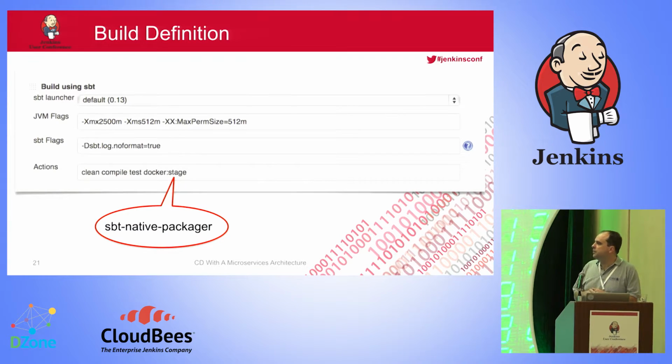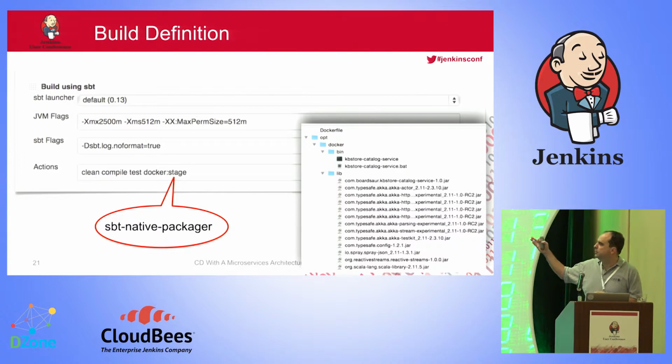is something that's provided by an SBT plugin called SBT Native Packager. And the result I get from this is a file or a directory that contains a generated Docker file in the root, and then an opt folder that contains some scripts for launching my application and all of the jar files that I need for running the application. So the first jar file in the list there is my actual code that I wrote, and then all the other jar files are the dependencies that I need to run this application.